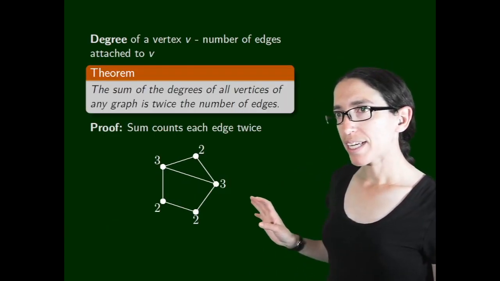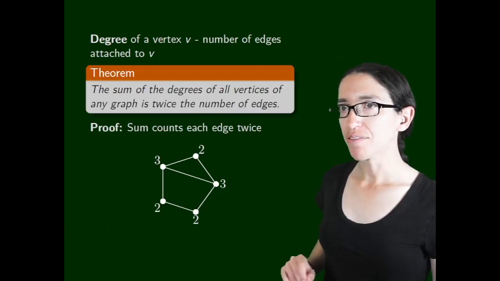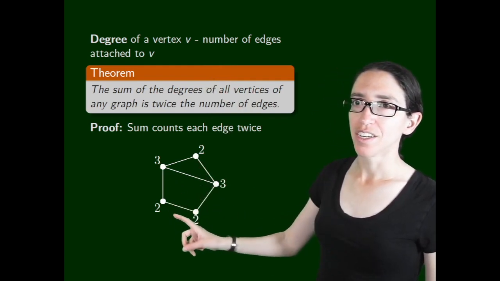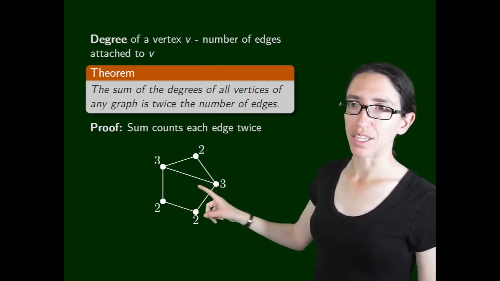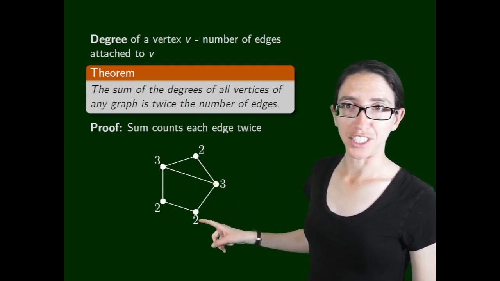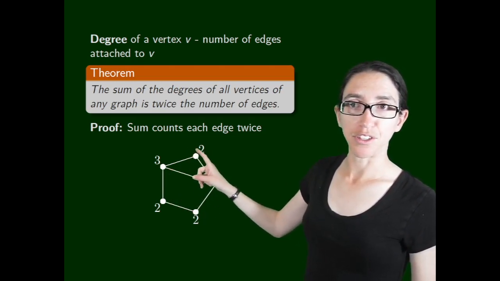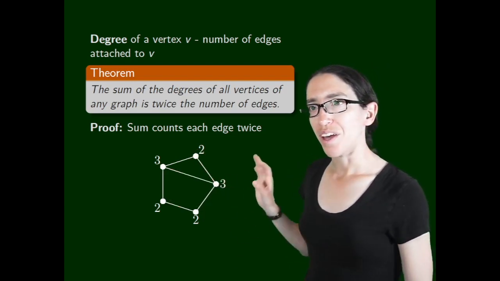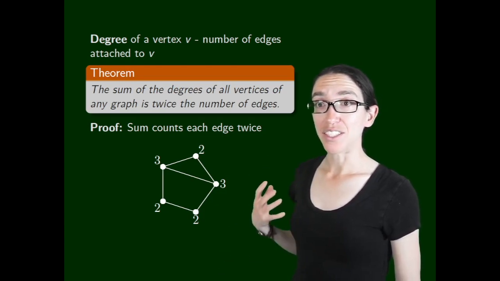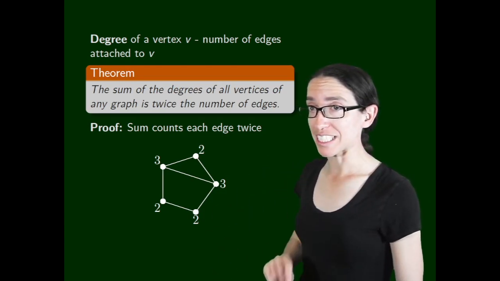Now let's go back to the degree of a vertex of a graph. The degree is just the number of edges attached to it. So I've written the degrees here on each of these vertices of this pentagon plus a little edge. This vertex has degree 3 because there are 3 edges attached to it, and this one has degree 2 because there are only 2 edges attached to it. Now, a nice theorem is that the sum of the degrees of all vertices of any graph is twice the number of edges. In particular, it's even.